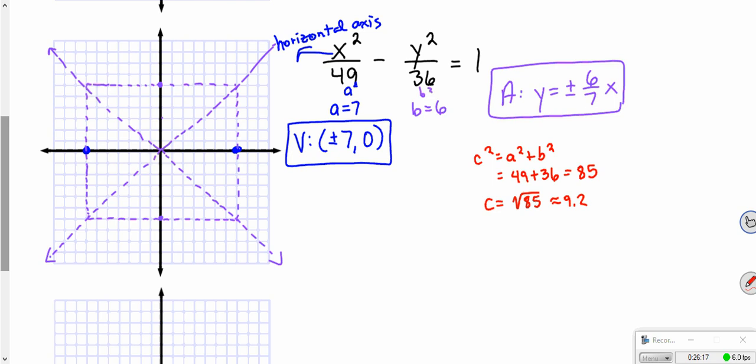So my foci are plus or minus root 85. That doesn't reduce, I don't think, comma 0. And again, that's about 9.2. So on my graph, that would be right here. Now, if I graph my hyperbola, this is a really fat one, I am hugging my asymptote lines, okay?